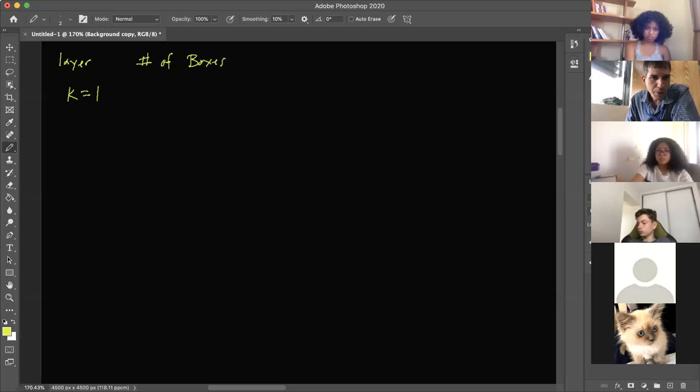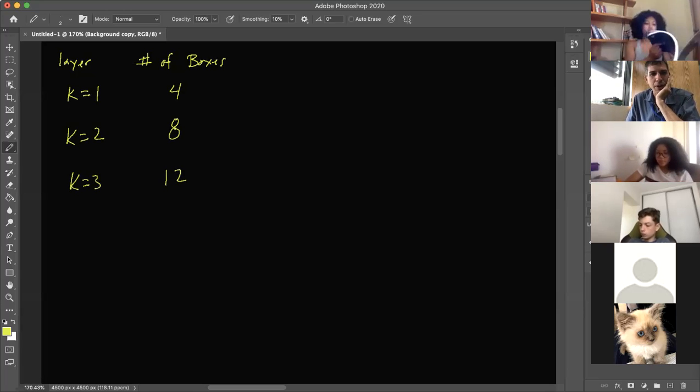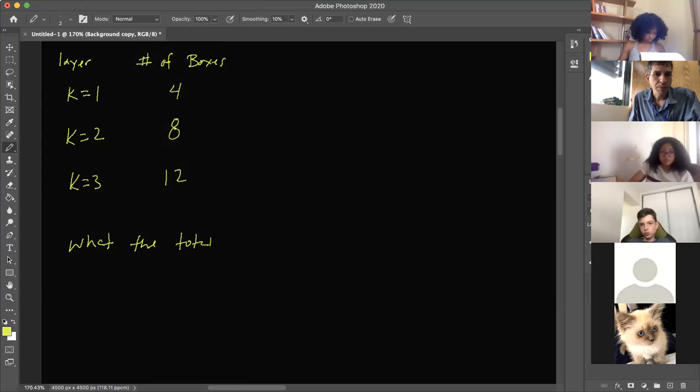All right. So if we use K to represent the layer, the first layer of boxes has 4 boxes. The second layer has 8 boxes. Is that correct, guys? Yeah. And the third has 12. And then what does it want to know? Does it want to know the total number of boxes in 12 layers? The total number of boxes in 12 layers.